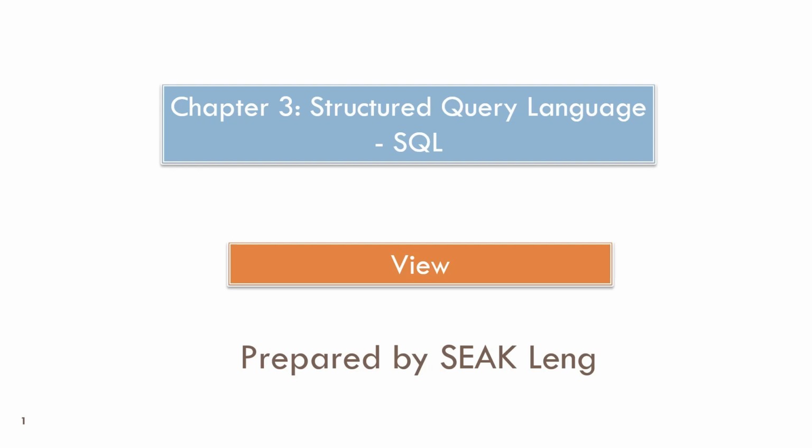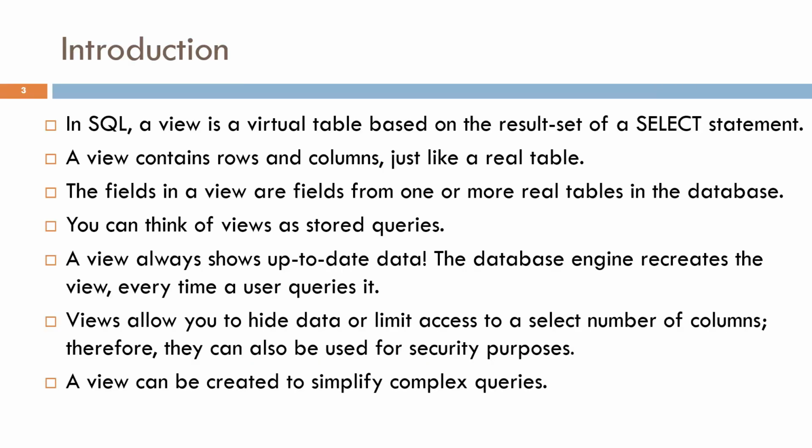Hello everyone. Today we are going to study about view in SQL. In SQL, a view is a virtual table based on the result set of a select statement. We have learned about the select statement in a previous lesson to retrieve certain data from a single or multiple tables. The result from the select statement will be stored in a virtual table. We call it a view. A view contains rows and columns just like a real table.